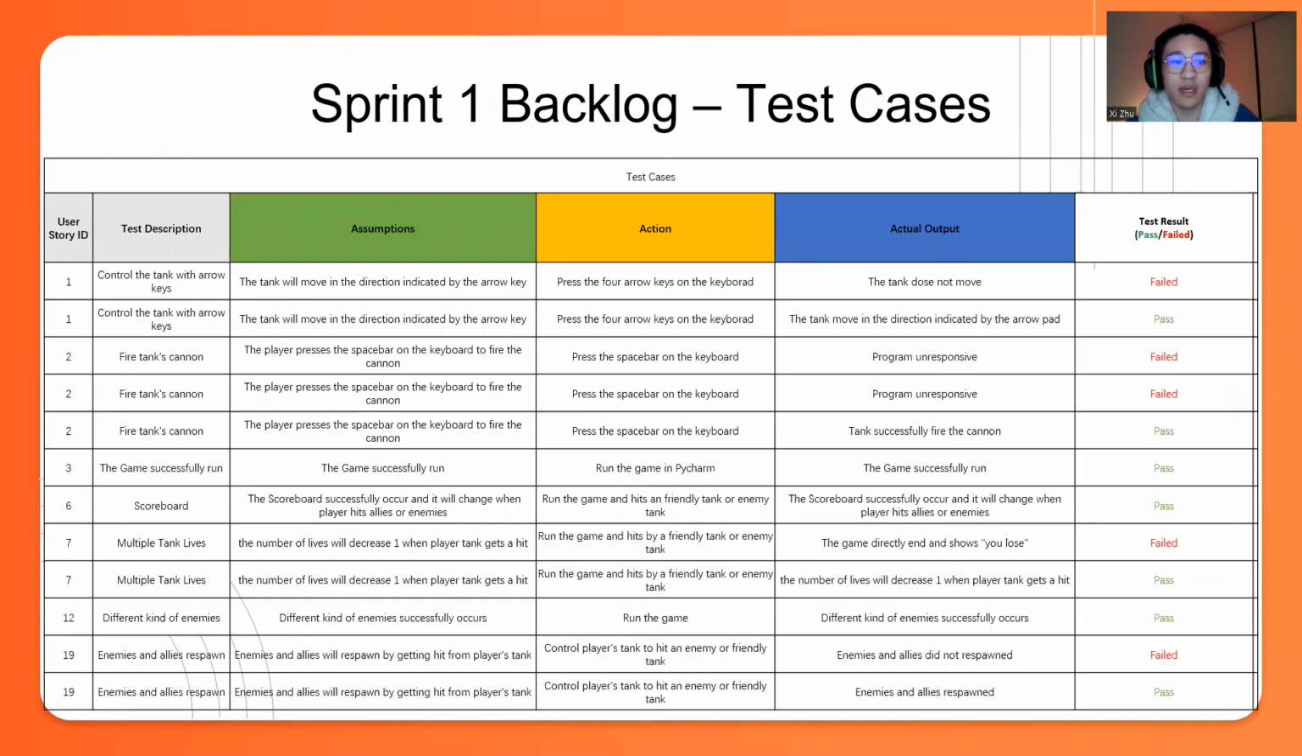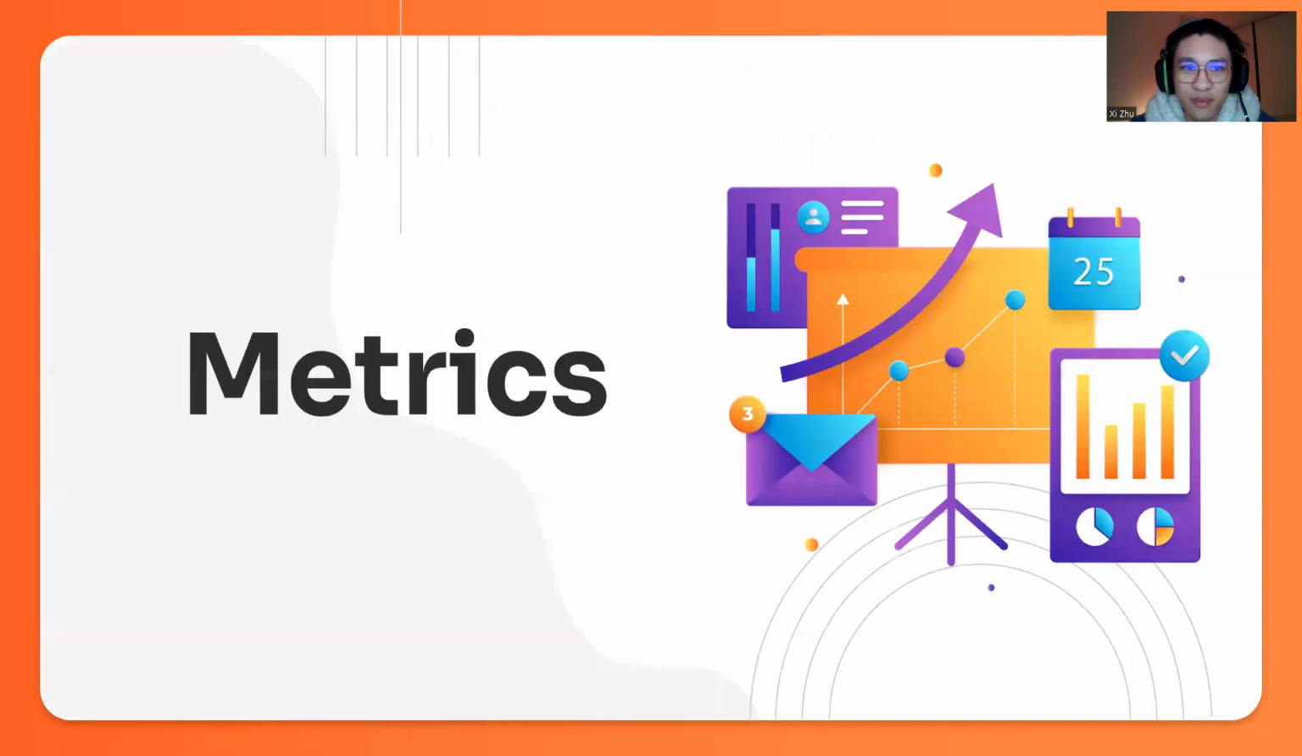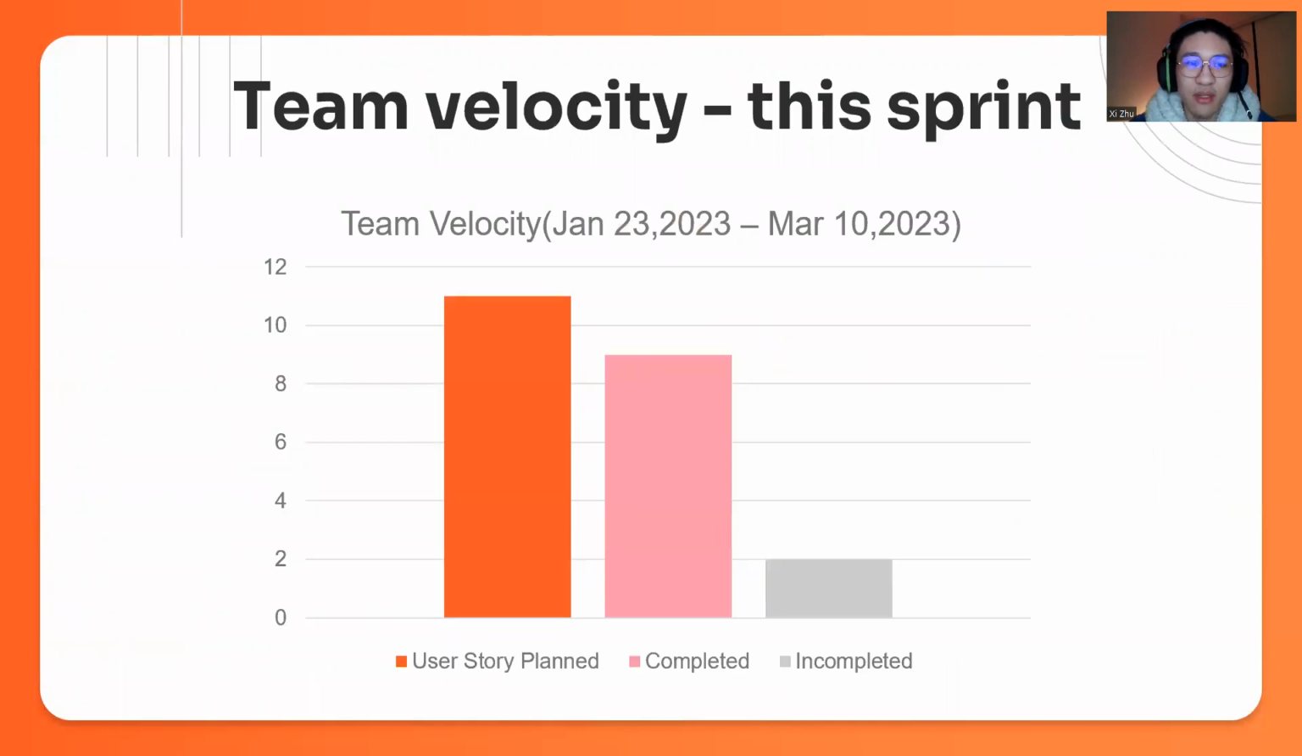And here are the test cases. Actually, it's quite difficult to finish the fire button. Actually, it's the space bar on the keyboard. I tried 3 times, but only one, the final one, succeeded. Here is the matrix. The team velocity in this sprint is, I believe, pretty high. I planned for 11 user stories and I completed 9 of them.